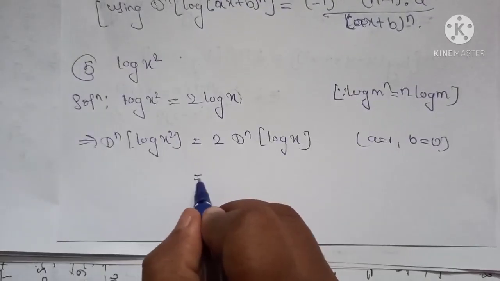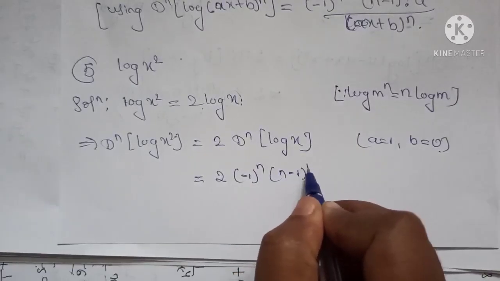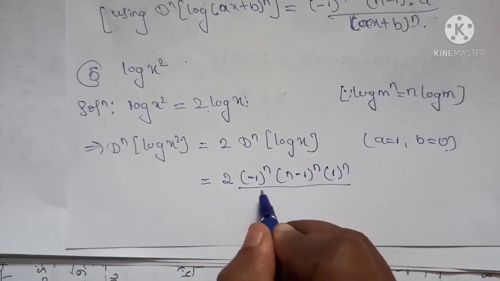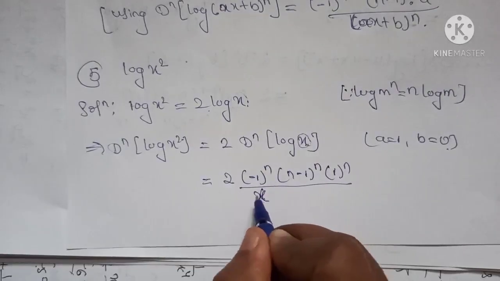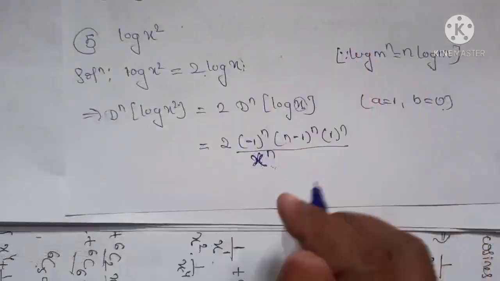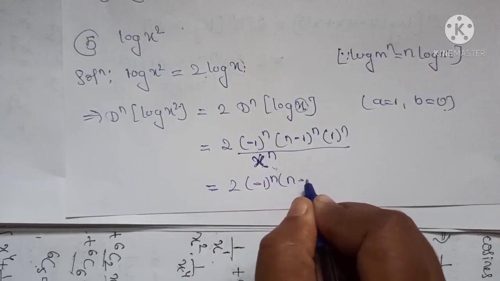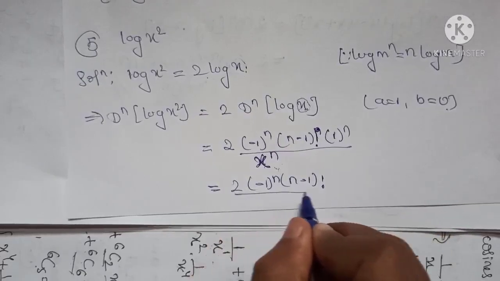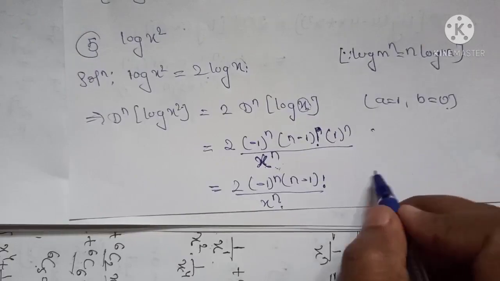So then using the formula, 2 into minus 1 raised to n, n minus 1, here a value is equal to 1, divided by ax plus b value, which is equal to this x. Therefore we simply write x raised to n. Instead of writing ax plus b, we write x raised to n. Further simplifying, we get 2 into minus 1 raised to n, n minus 1, sorry, this is not power, this is factorial, divided by x raised to n. So here you write the formula.